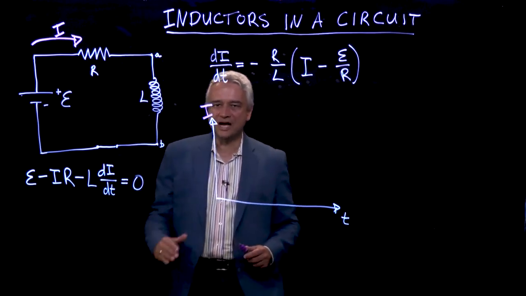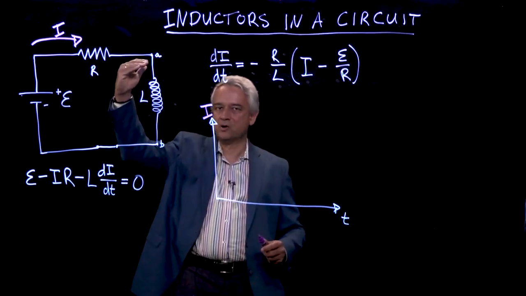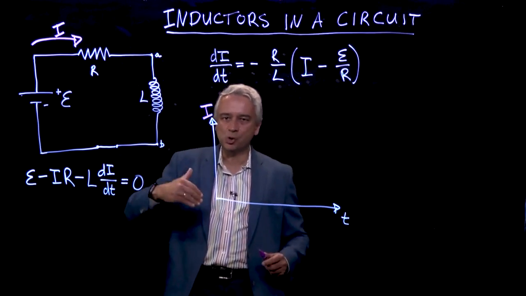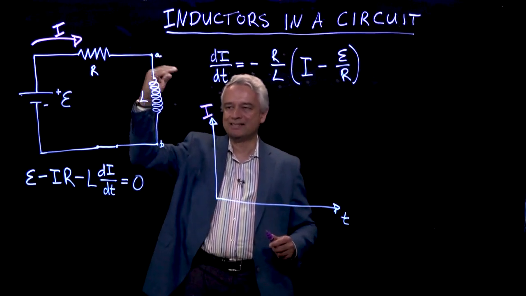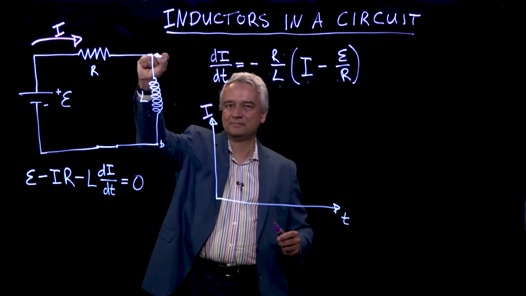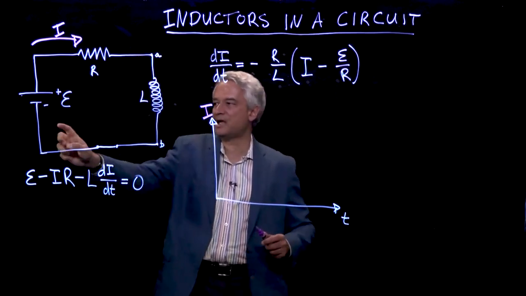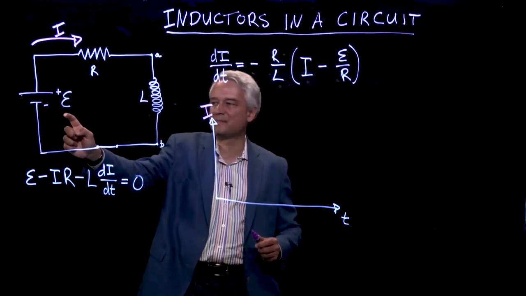Now, does the I just jump from 0 to a big non-zero value? No way. That would be an enormous change in I. That would give you an enormous back EMF. And the biggest possible back voltage you can get across this inductor is the epsilon from the battery. It can't be bigger than that.